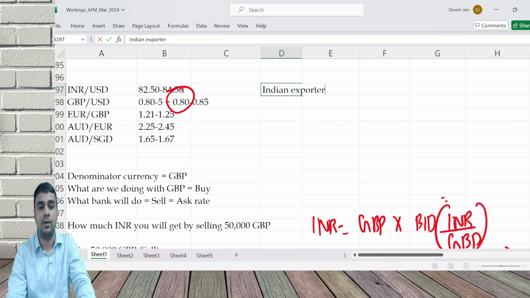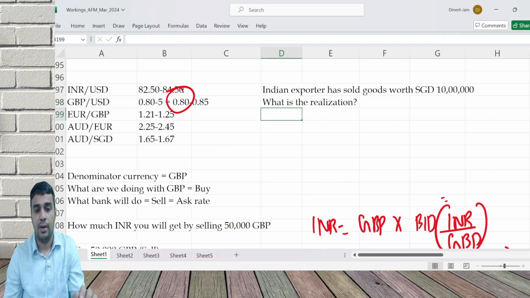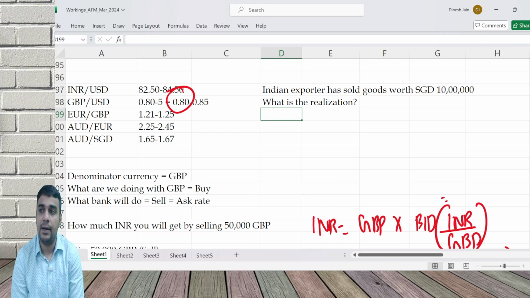An Indian exporter has sold goods worth Singapore dollar 10 lakh. What is the realization? So they ask you to do this calculation saying that you are the exporter, you sold goods worth Singapore dollar 10 lakh, and assuming these are the rates, you want to know what amount you are going to realize. Clear? Any doubts on this? Let's start. Known component.